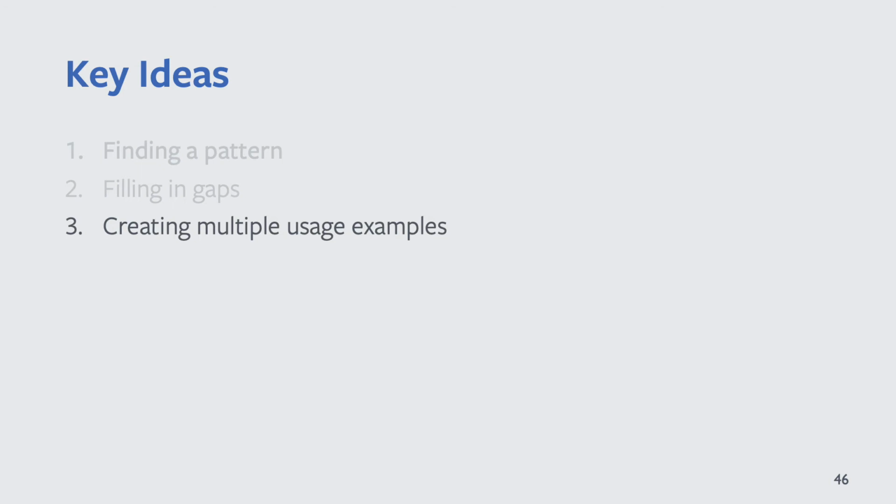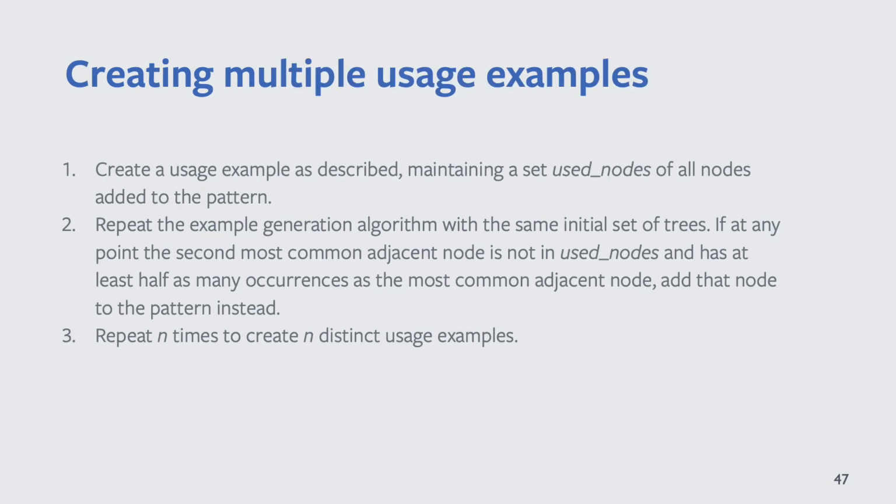However, in some cases, it may be useful to see examples of distinct common uses. EG creates multiple usage examples as follows. First, EG creates a usage example as described, maintaining a set of all nodes added to the pattern. EG then repeats the example generation algorithm with the same initial set of trees.